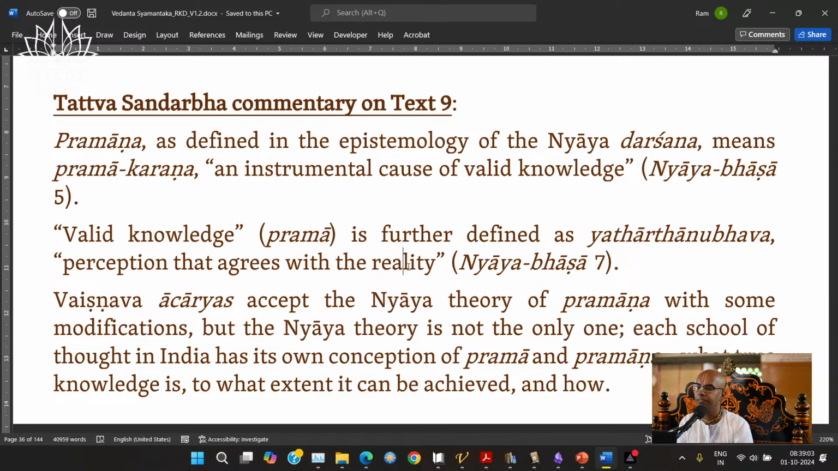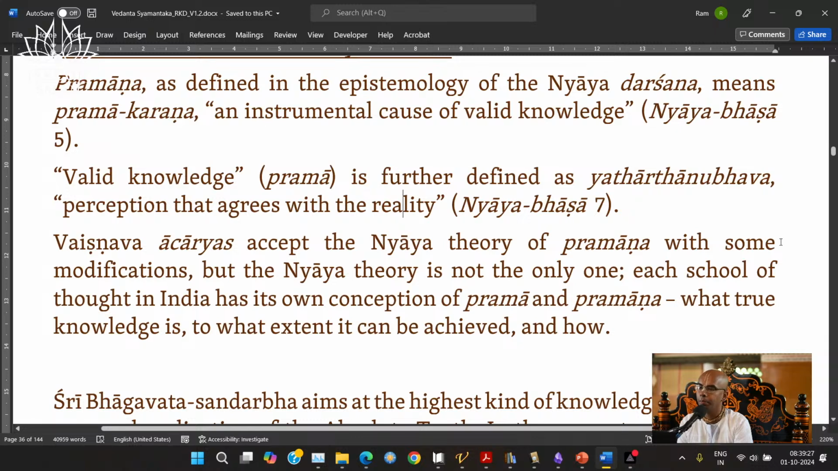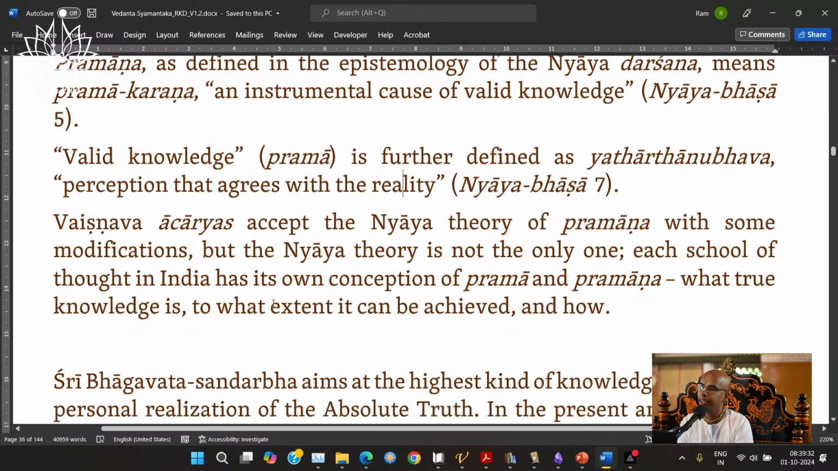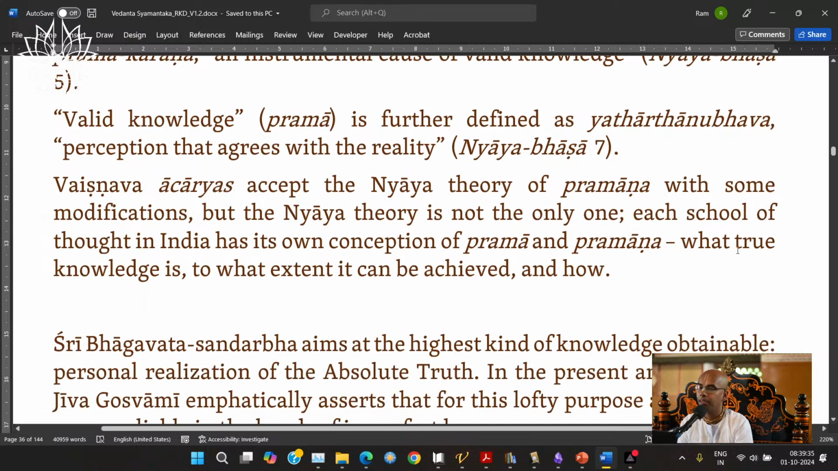So perception that agrees with reality is the valid knowledge, and Pramana is basically the instrument which can give us that valid knowledge. So that valid knowledge here for us is the Supreme Absolute Truth, and we can know about the Supreme Absolute Truth through different types of Pramanas. So this is a discussion of the Pramanas and which Pramanas are actually perfect for understanding the Absolute Truth. So Vaishnava Acharyas accept the Nyaya theory of Pramana with some modifications, but the Nyaya theory is not the only one. Each school of thought in India has its own conception of Prama and Pramana, what true knowledge is, to what extent it can be achieved, and how.